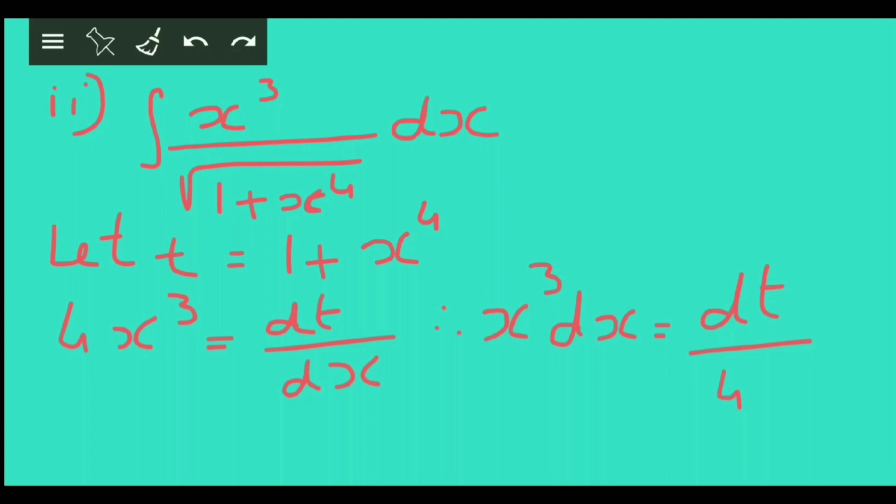Okay. So as you can see over here, the numerator itself has become dt by 4. And what about the denominator? Denominator, the whole thing is t actually, root of t. So thus we have found our substitution. So the integral now becomes I is equal to the integral of, the numerator is, if you remember, dt by 4 upon root of t.